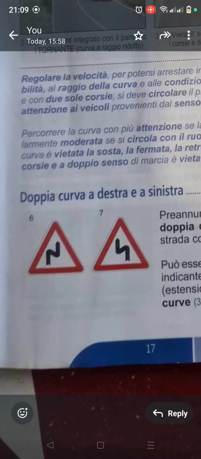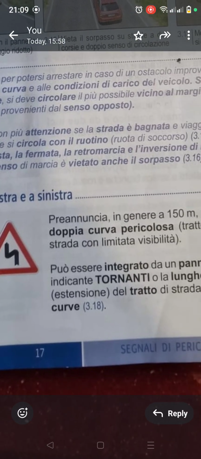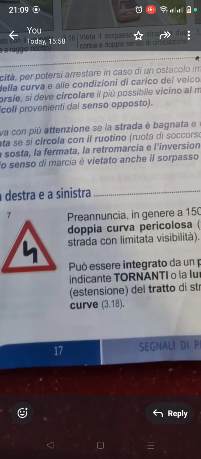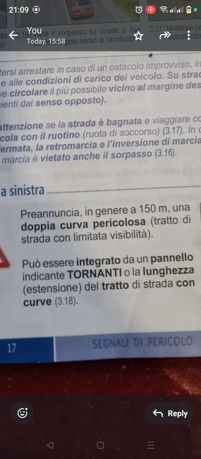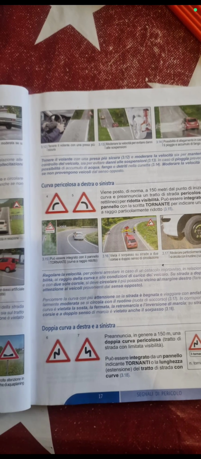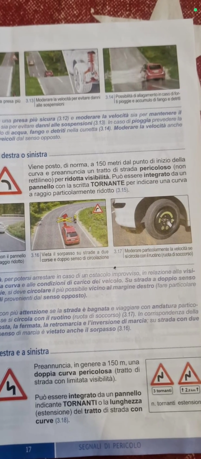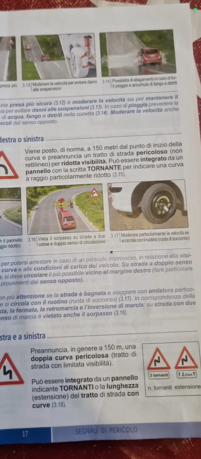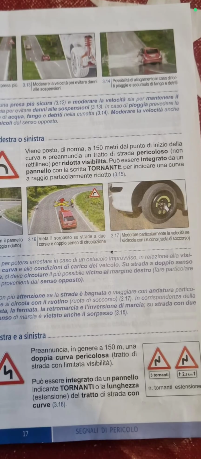Su strada con due corsie e a doppio senso di circolazione, so on a road of two lanes and of two-way circulation, è vietato anche il sorpasso. It forbids also overtaking. So in general, this curva pericolosa a destra or a sinistra, the dangerous curve to the right or to the left, you can find this very signal 150 meters before the section of the road that they are indicating.